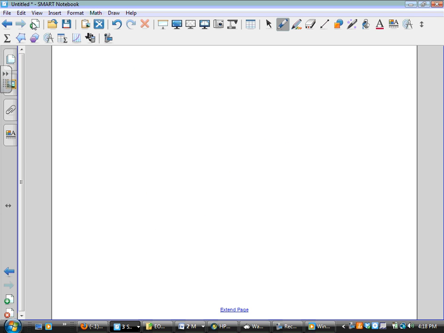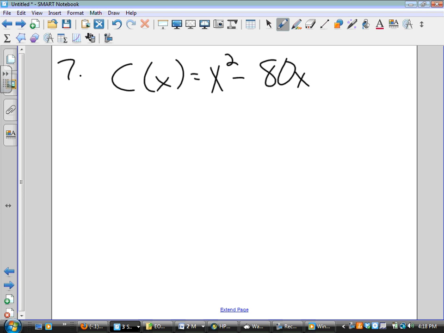Okay, number 7. Number 7 is a dreaded word problem. It says the marginal cost, given by the variable c in dollars, to produce x portable 12-inch TVs is given by this function. So they're actually kind of doing all the hard work for us. They're giving us this function. They're telling us that the cost to produce the number of x TVs is given by this function.